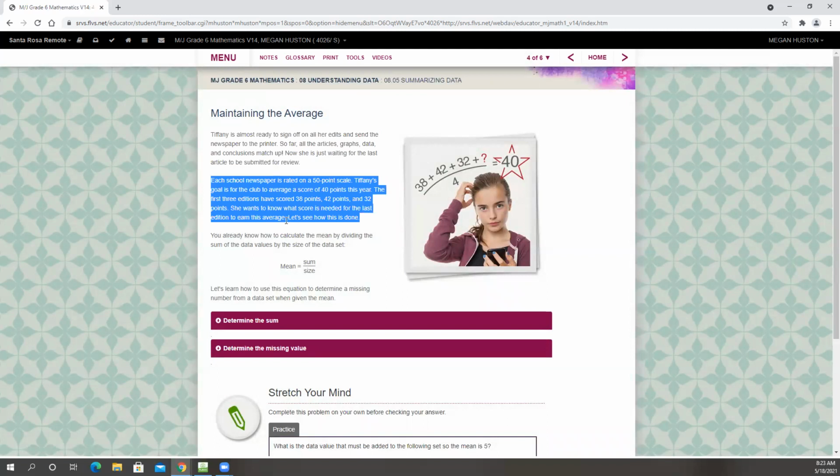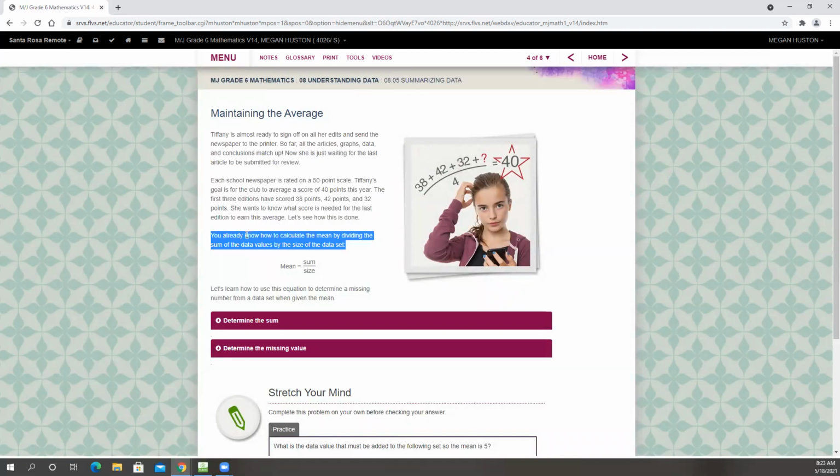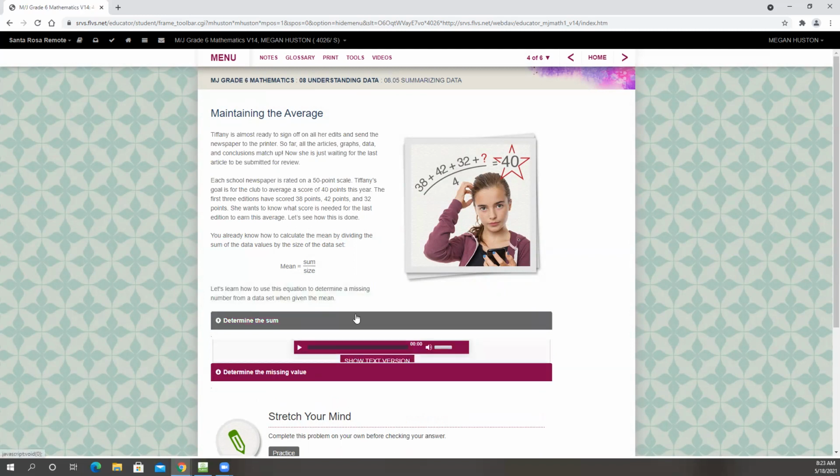She wants to know what score is needed for the last edition to earn this average. Let's see how this is done. You already know how to calculate the mean by dividing the sum of data values by the size of the data set. So mean is the sum divided by the size. You add up all your numbers and divide by how many numbers are in your list. So let's learn how to use this equation to determine a missing number from a data set when given the mean.